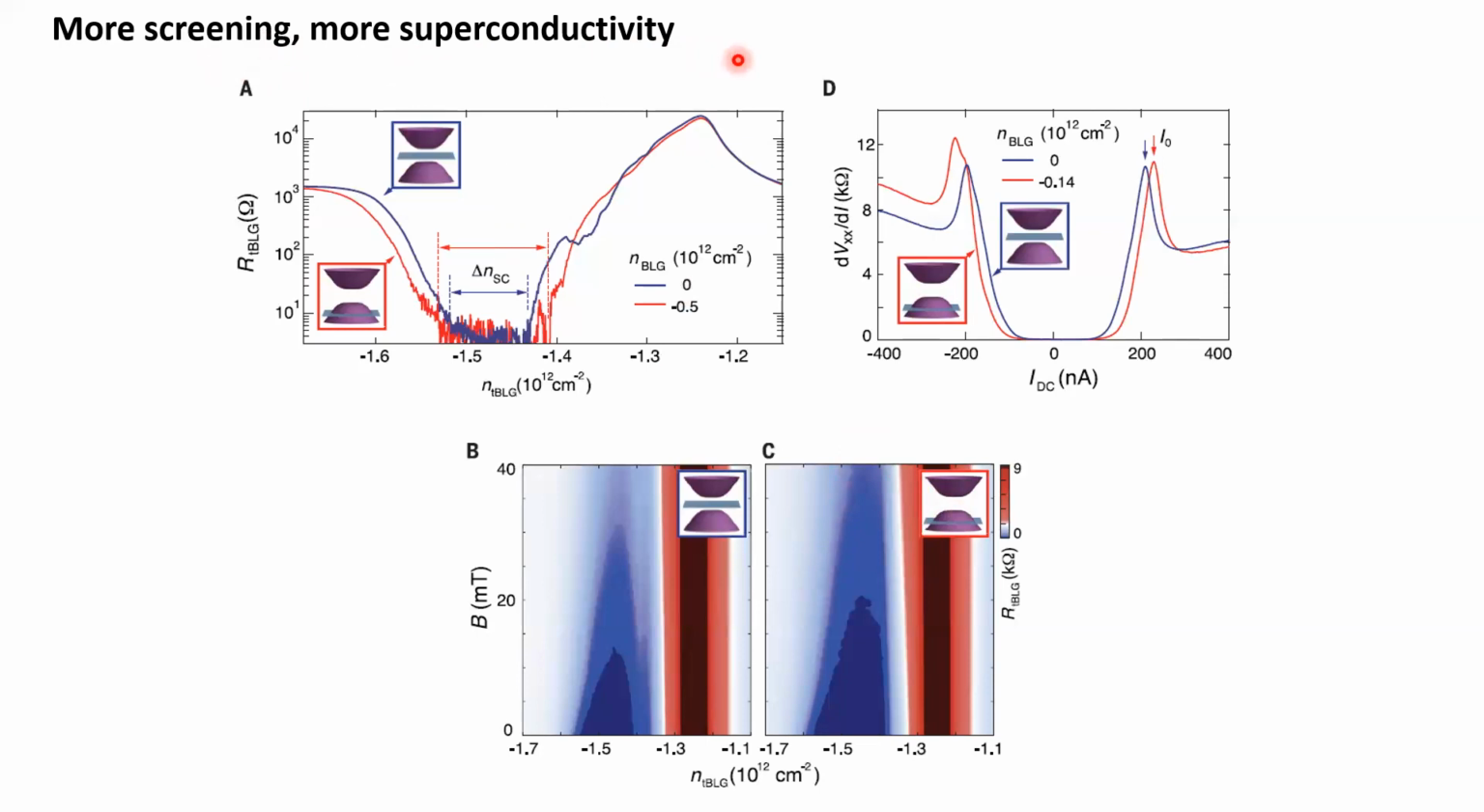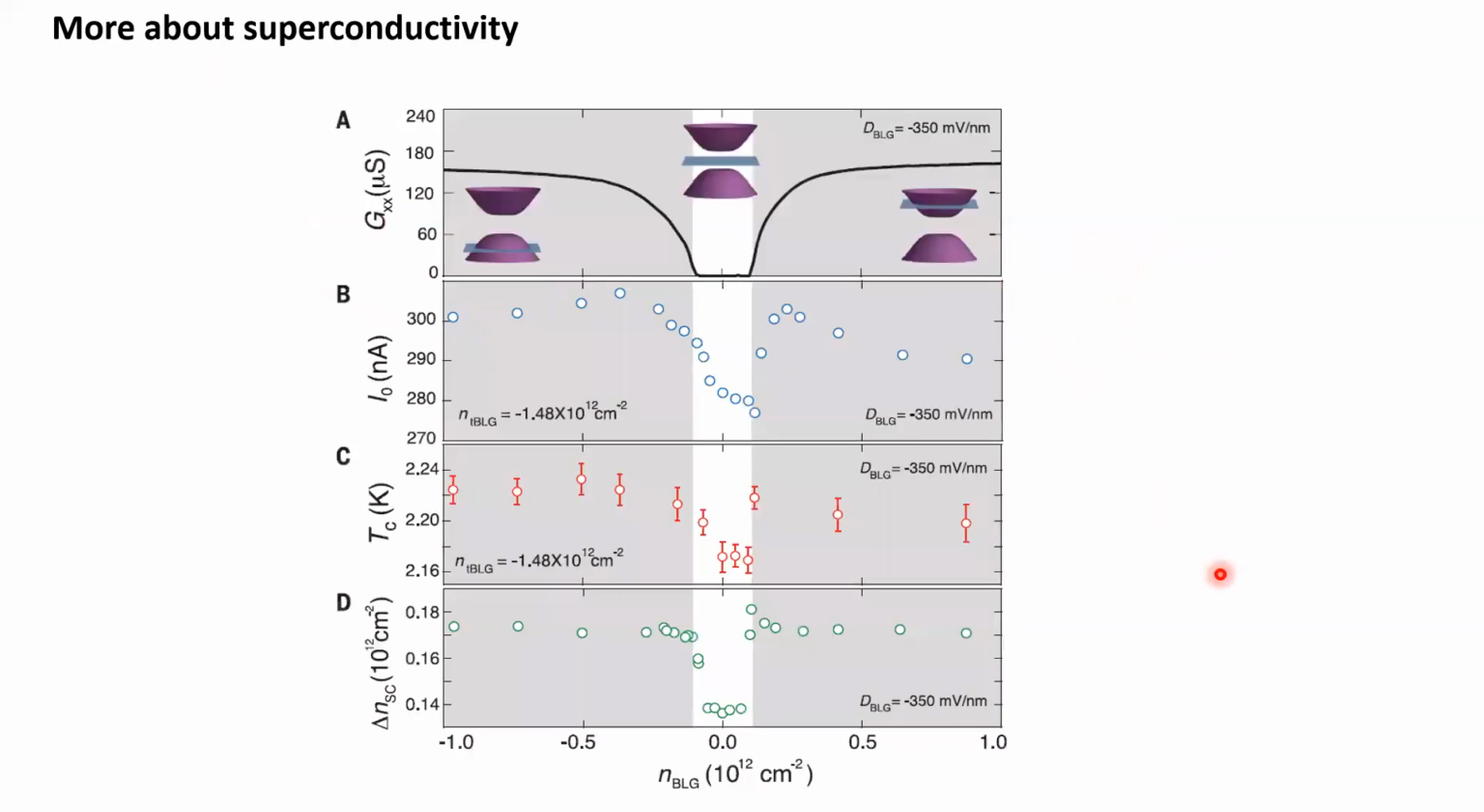Now, one last slide more about superconductivity. You can see 4 panels, and they have a common x-axis, which is the carriers in the normal bilayer graphene. First is the conductance. This is typical. If we are here in the gap, no carriers, then we basically get 0 conductance. Then as we increase the carriers, we get more conductance.